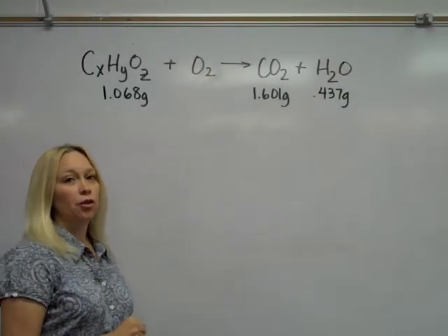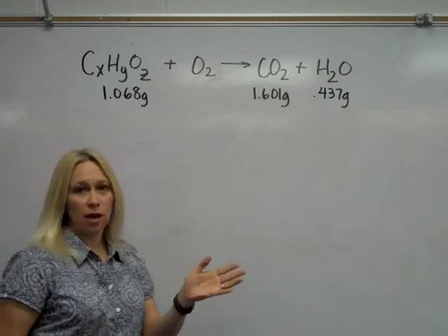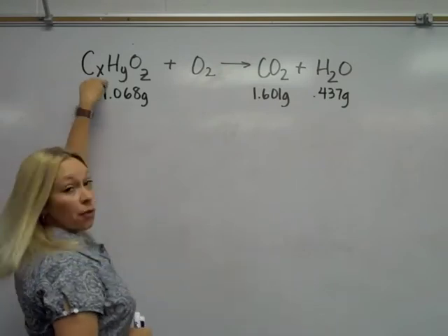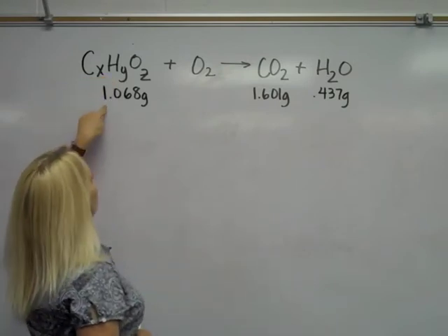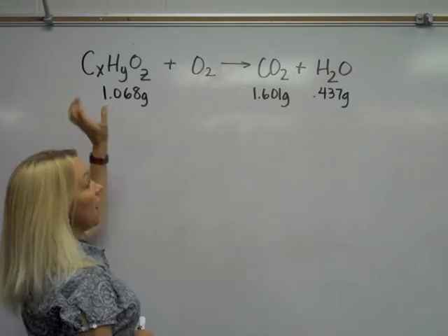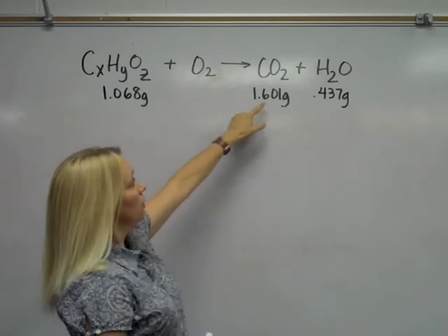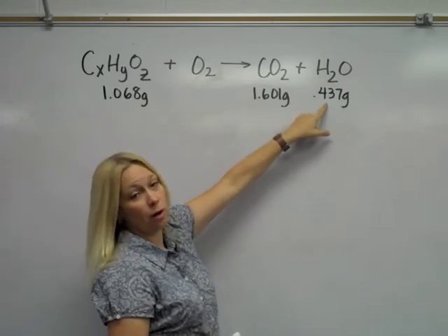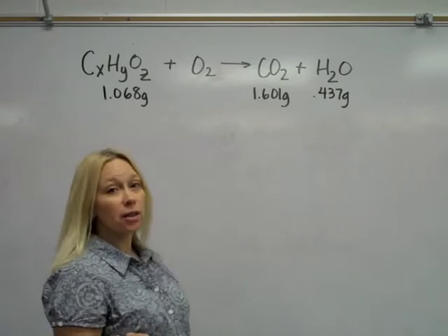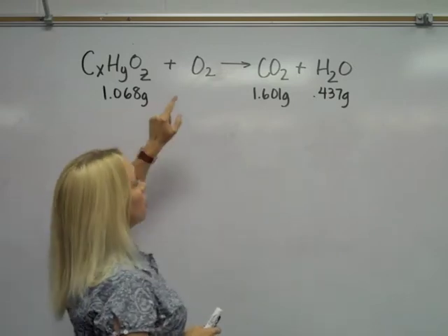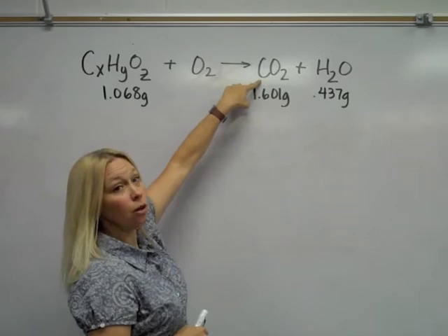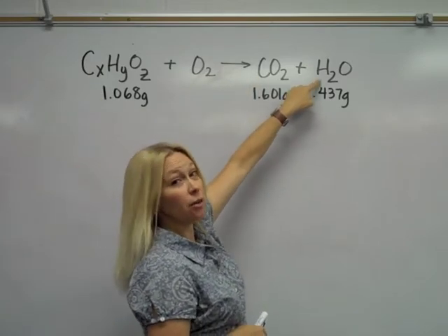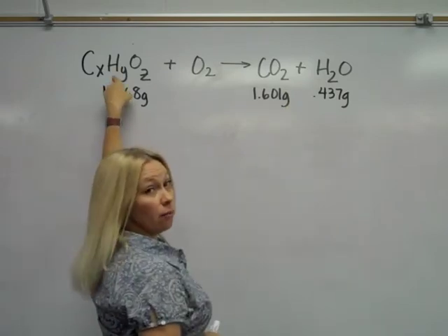Okay, so let's try this. If I took all the stuff that's in that problem and separated it all out and organized it, this is the stuff that you're burning. It weighs 1.068 grams. After it's burned, you have 1.601 grams of CO2 and 0.437 grams of water. Now the thing to remember here is all of the carbon that is here used to be there. All of the hydrogen that's here used to be here.